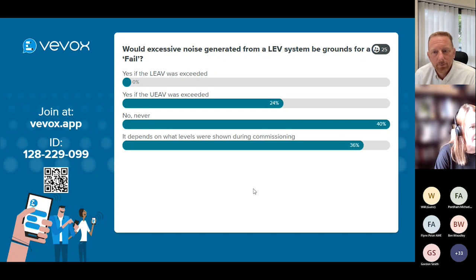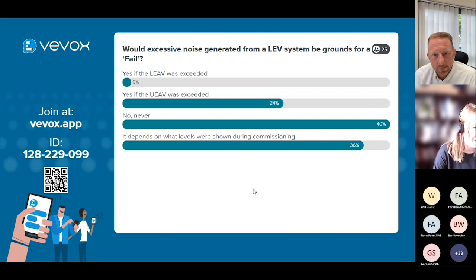I'm quite interested in, yes, if the UAV was exceeded, because there are so many sources of noise in a workplace. Yes, if it was over 85, it shows that maybe the design wasn't great or something has happened to cause it to go over 85. But a compressed air gun is very loud. You wouldn't just remove it from the workplace and say, fail, air gun, you're over 85, right? It's so situation dependent.